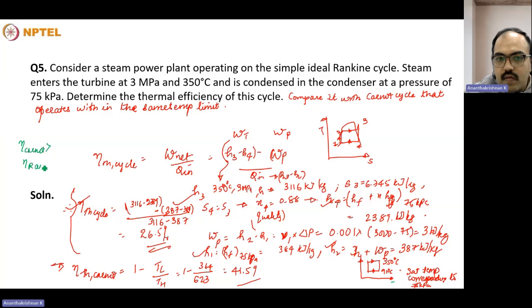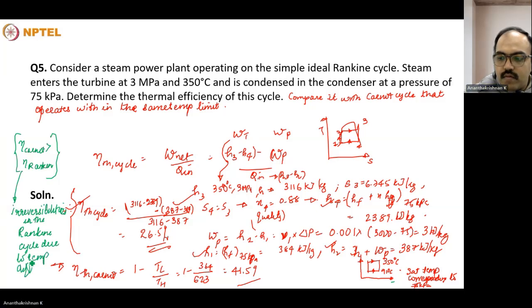Greater than eta Rankine. Irreversibilities in the Rankine cycle due to temperature difference of heat addition is the source of irreversibility, and the amount of unavailable energy increases due to this temperature gradient of heat addition.